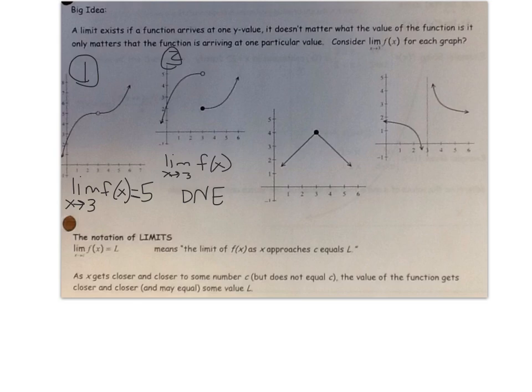The limit as x approaches 3 of f of x for the third graph shown is equal to 4. This function is approaching 4 from both the left and the right side of the graph. So the left and right hand limits match, and it does have a limit there.